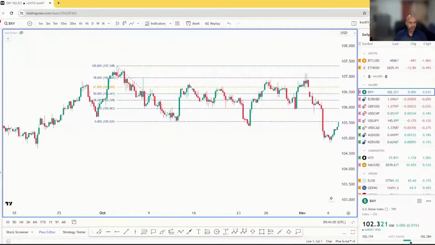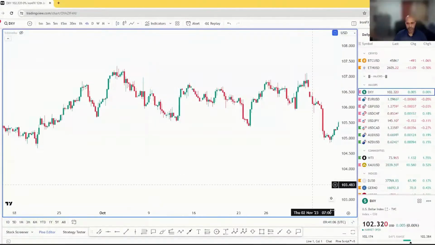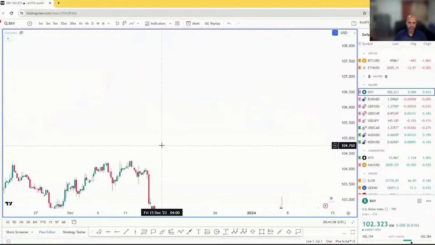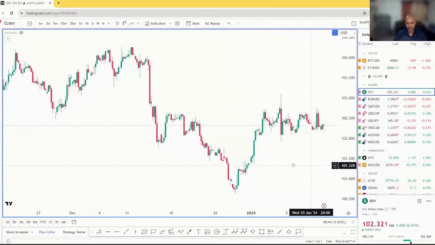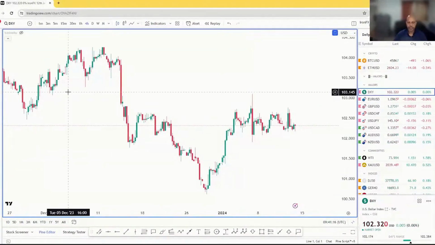Now let's move over to where price is currently trading. Let's see where price is currently trading and perform some technical analysis here using the Fibonacci retracements.